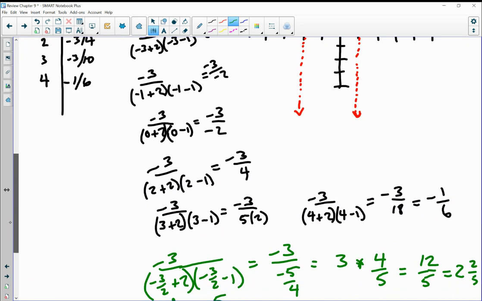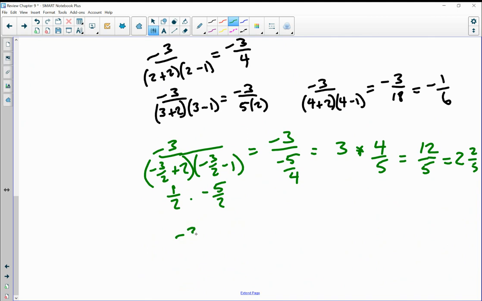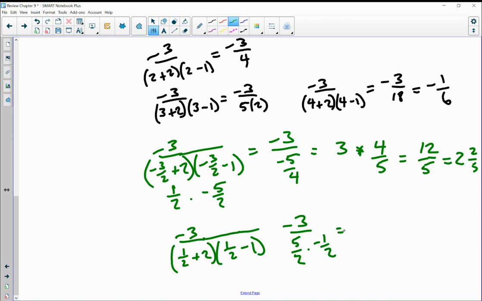Okay, let's do the same thing with the 1/2. Plug the 1/2 in there. 1/2 plus 2, that's 2.5, which is 5 halves. 1/2 minus 1 is negative 1/2. That gives us negative 5/4. Oh, and that gives us the same thing. So 2 and 2/5.